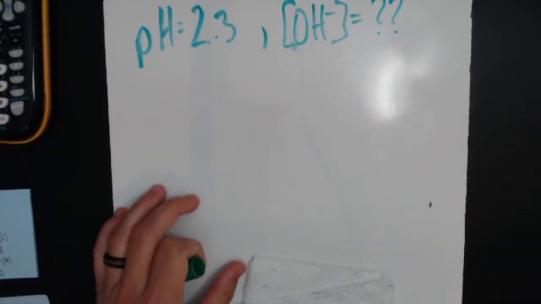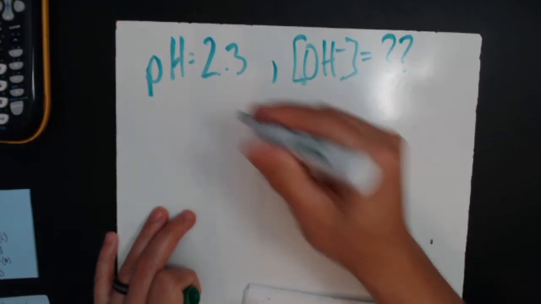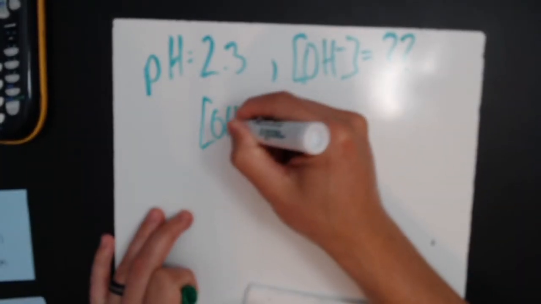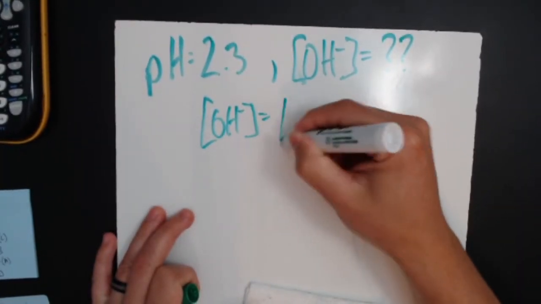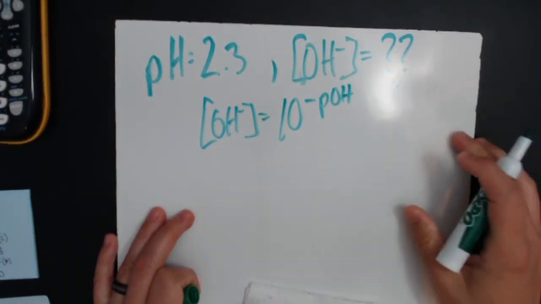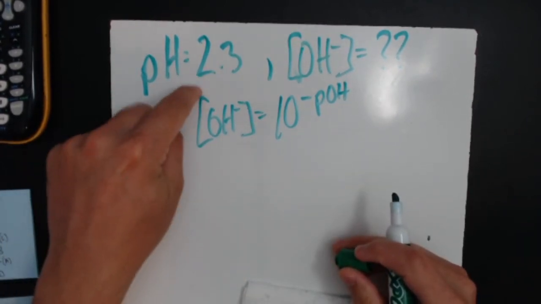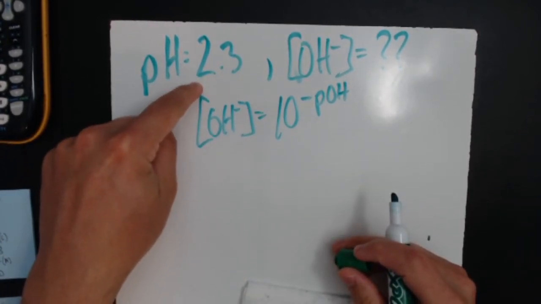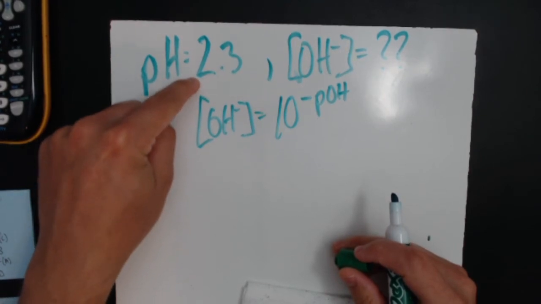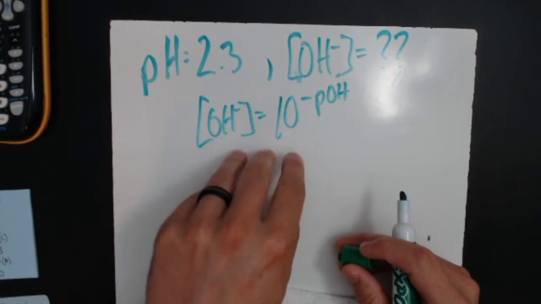Okay, so what's the only equation we can use to solve for hydroxide? It's this one right here. Hydroxide concentration is equal to 10 to the negative pOH. Well, I don't have pOH, right? I have pH. So again, this is a two-step problem. You have to use pH to find pOH first. Then you can use this equation.